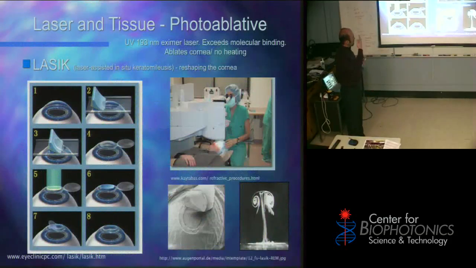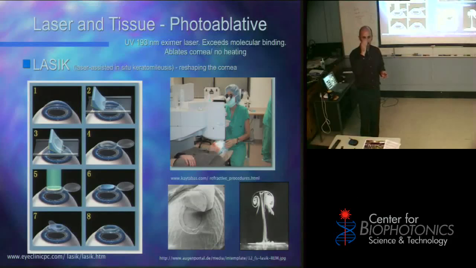We strip back the top part. And then we come in with our laser and we reshape the cornea. This is showing you the flap and the reshaping. And then we put the flap back on top. We reshape it so that the light will be focused differently, such that you won't need glasses anymore. And the way this laser works, it's an ultraviolet laser. It only penetrates a few layers of cells and basically vaporizes them, makes them go away.